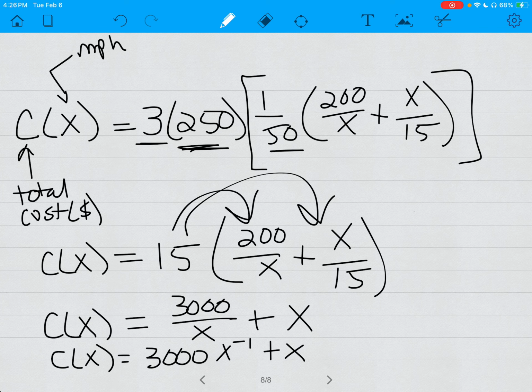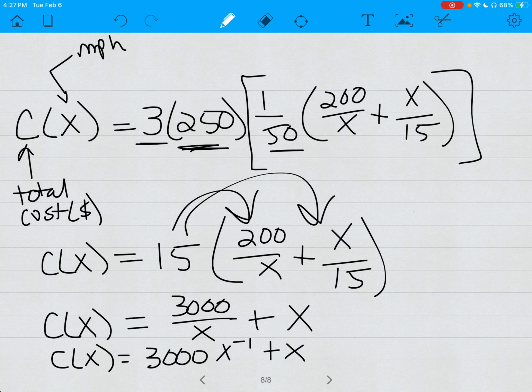Okay, now we want to find the speed that's going to produce the minimum total cost for the trip. Well, we now have the extreme value theorem and the critical point theorem that tell us how to find absolute extrema. The extreme value theorem tells us how to find absolute extrema on a closed interval, and the critical point theorem tells us how to find absolute extrema regardless of what kind of interval we're dealing with.